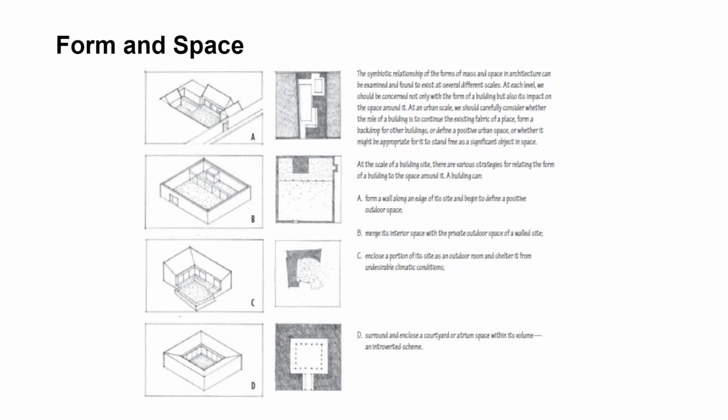So at an urban scale, we should carefully consider whether the role of a building is to continue the existing fabric of a place, so it forms a backdrop for other buildings, a defined positive urban space, or whether it might be appropriate to stand free as a significant object in space. So in any design problem or any design solution, we have to consider the neighboring environment, the backdrop, and then even up to the fabric of the being of the space.